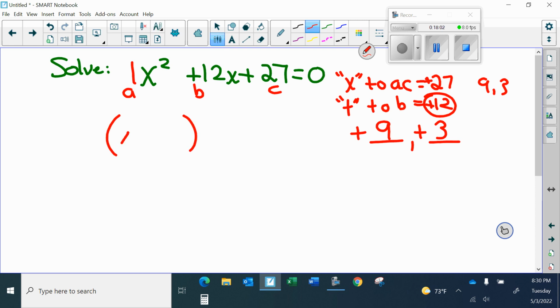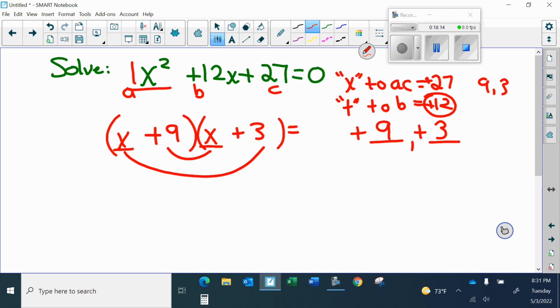Okay, so again, x and x, because that multiplies to x squared. First term times first term equals this first term. I could draw my two smiley faces, and I have a plus 9 and a plus 3, and now it's equaling 0. So it's one step further now. Now I have my two factors. Remember, these are called factors. That's one factor. That's another factor. Remember, a factor means two things that multiply back up to the original.